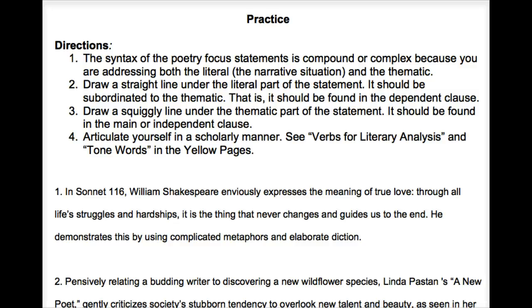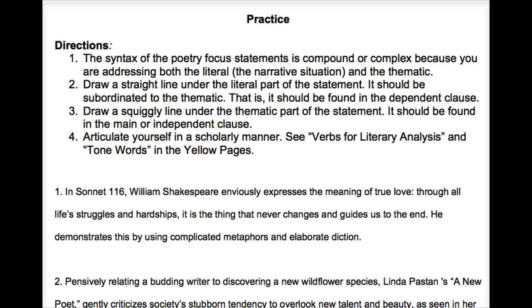So clues for finding the dependent clause, it should have a subordinating conjunction on it. So when you see the because, since, although, therefore, however, whatever that subordinate clause is, that's going to clue you in that that's a dependent clause. Then draw a squiggly line under the thematic part of the statement. So that should be found in the main or independent clause. Some of these might not have this format, but for the purpose of you learning how to write these on your own, we want the literal part of your PFS to be in the dependent clause and the thematic part of your PFS to be in the independent clause. So the independent clause is what can stand on its own. It makes sense by itself.